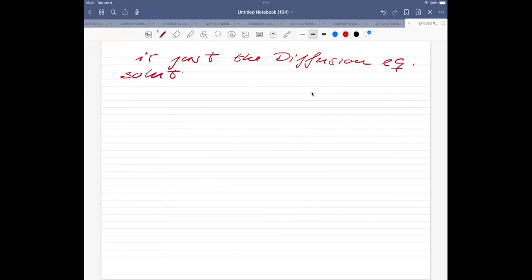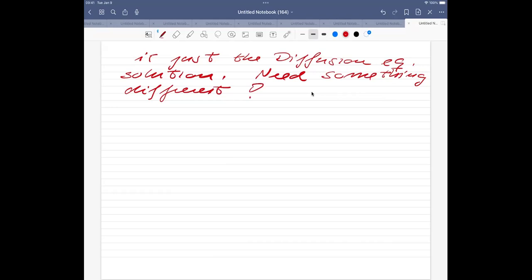So what I need then is something different. And the first thing which comes into play then is this Fokker-Planck equation, which is also an equation which can be solved analytically. So the Fokker-Planck equation, let's just set it up here.